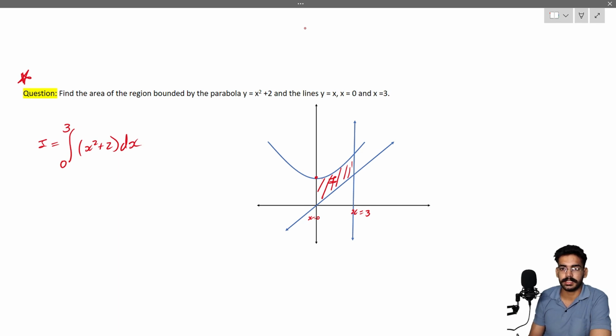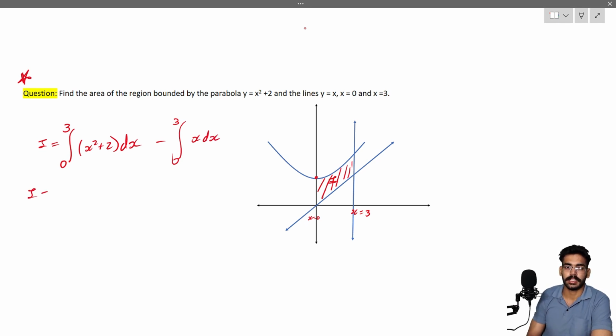So if I subtract this triangle area, I'm going to get this area, right? This is your total area from here, under the curve y equals x squared plus 2 till here, subtracting the area from 0 to 3 in the case of x dx. Okay, this is your shaded area, this equation.